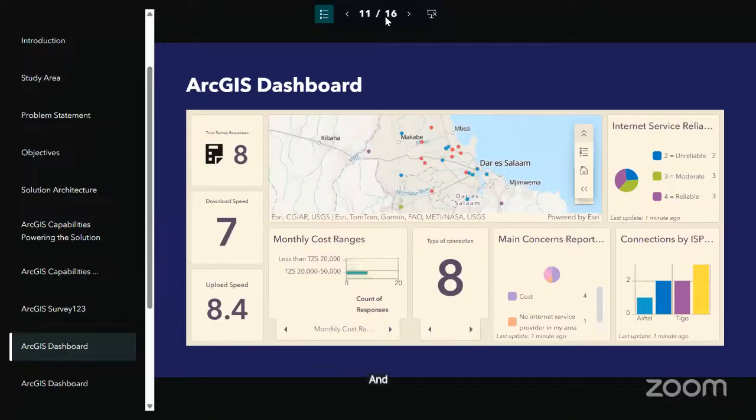And also the other thing that has been used in my solution was the Field Maps.